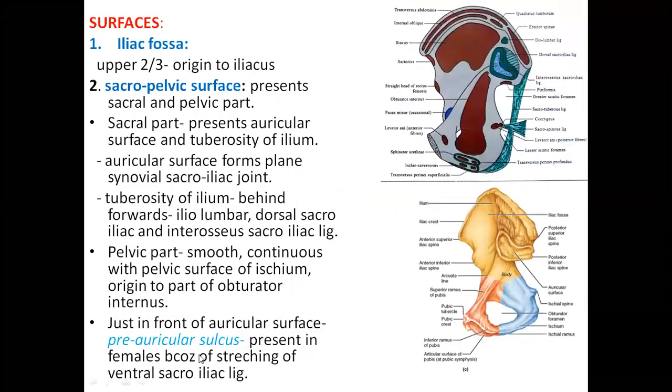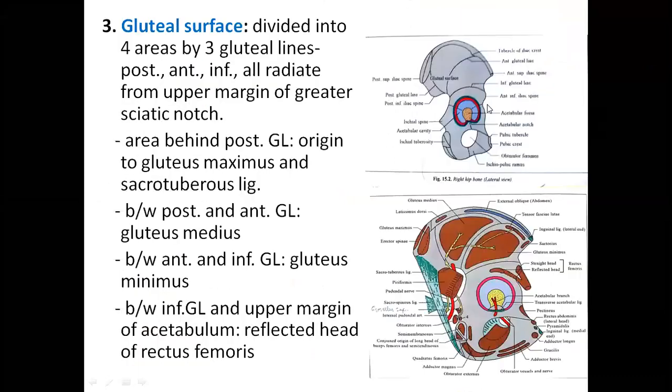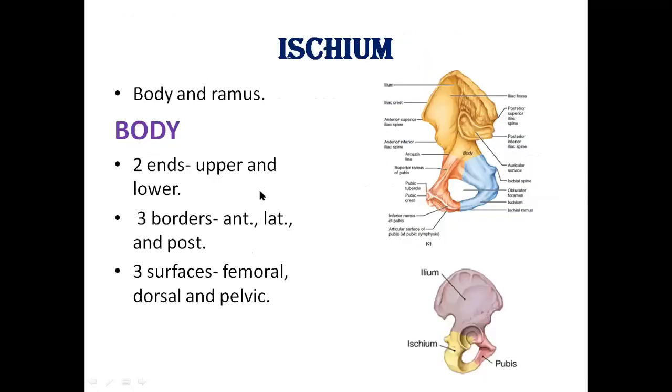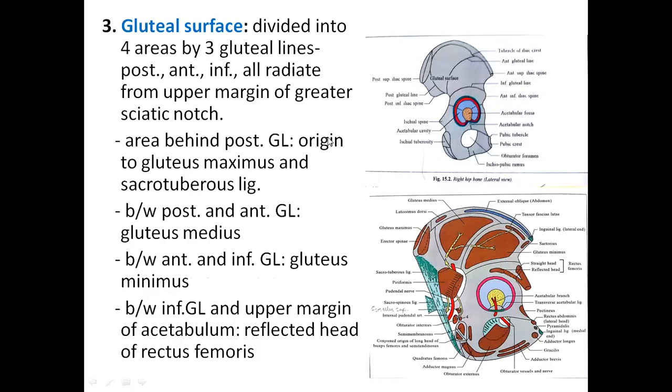Preauricular sulcus is present in the females because of the stretching of the ventral sacroiliac ligament. This is the point of the preauricular sulcus. Then the gluteal surface, I already told you we have three gluteal lines and it gives origin to the gluteal muscles. We have also seen from the anterior inferior iliac spine the straight head of rectus femoris. Above the acetabulum, at the upper margin of the acetabulum, we have the reflected head of rectus femoris. So that's how we are done with the whole of the ilium bone.